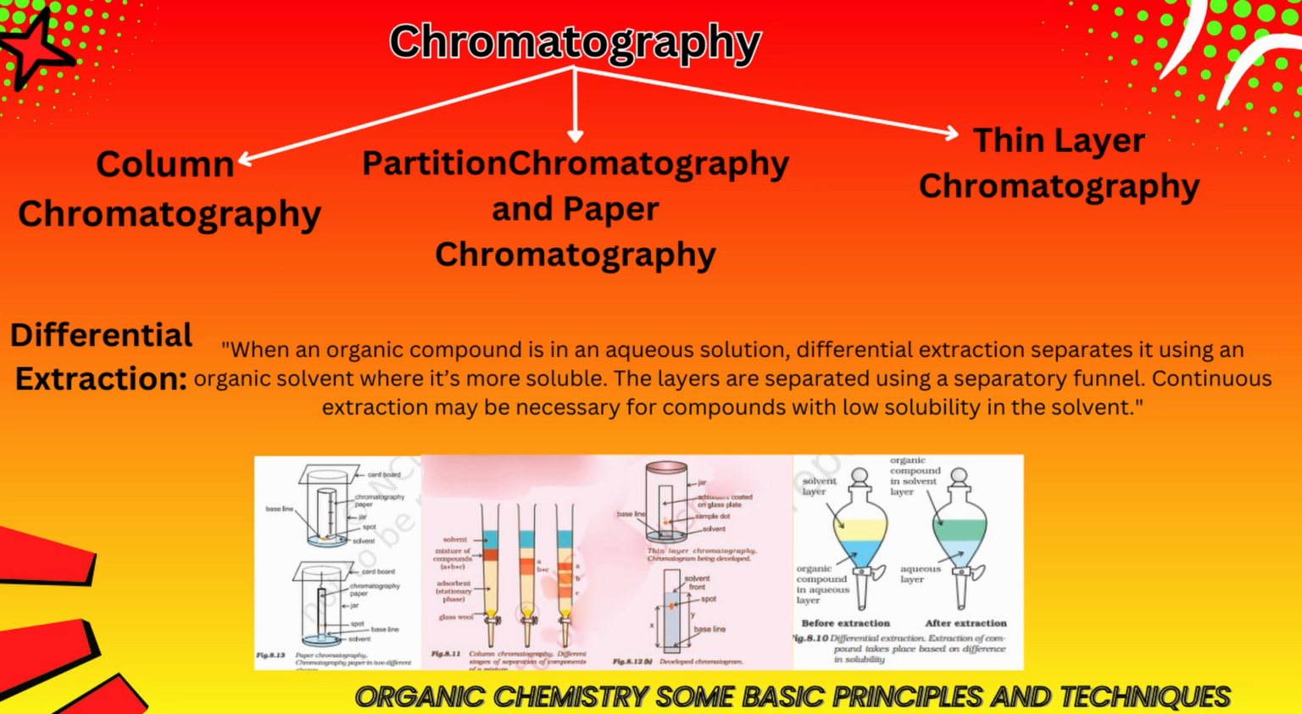In column chromatography, the mixture is separated over an adsorbent column. Compounds interact differently with the adsorbent, separating as the eluent moves down. Highly adsorbed substances stay near the top, while the others travel further.